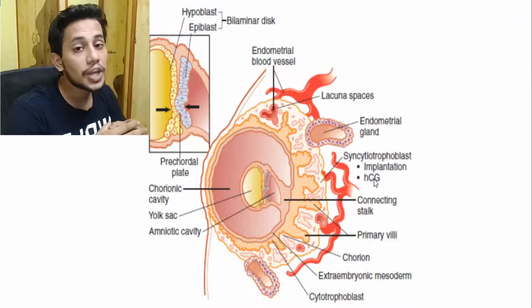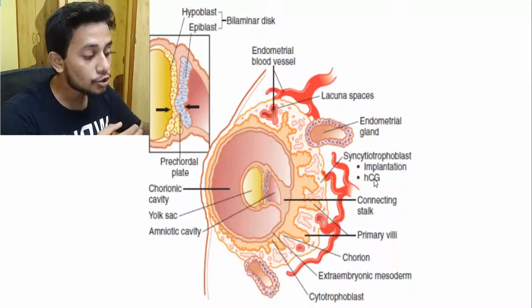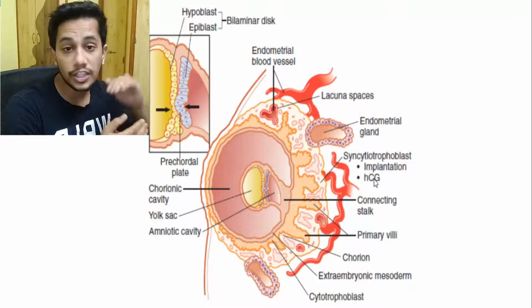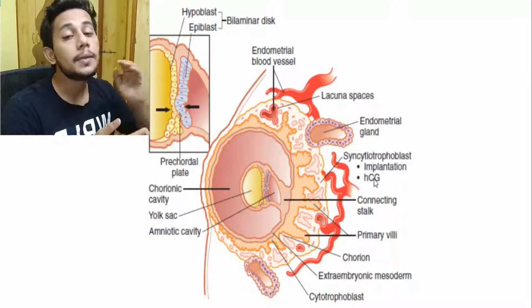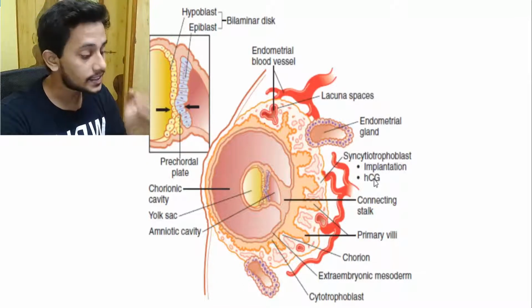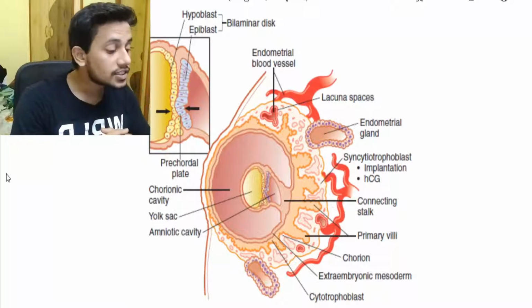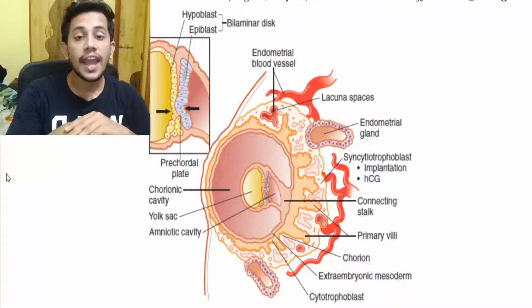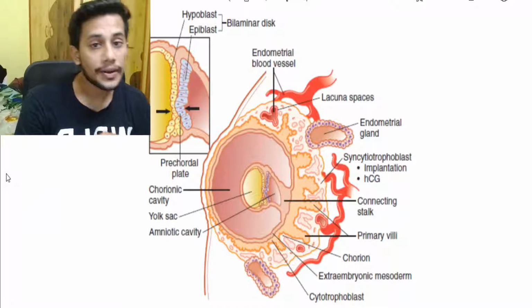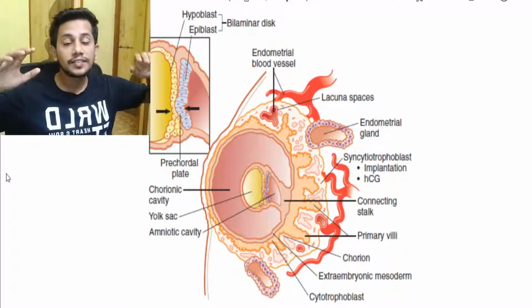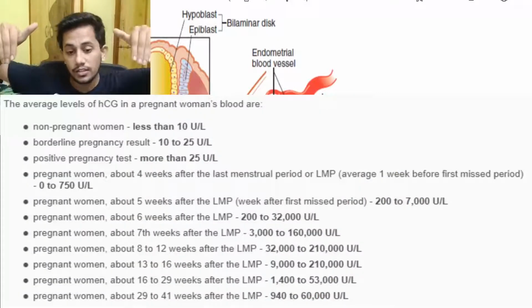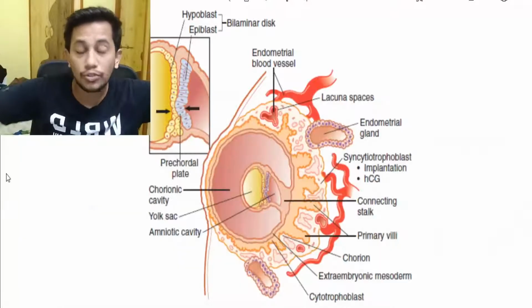Now what do we see around syncytiotrophoblast implantation and HCG? Like we discussed in chapter number 2, in implantation, syncytiotrophoblast and cytotrophoblast erode the wall of the endometrium and implant the embryo on day 6. HCG, as discussed in chapter number 2, is an early indicator of pregnancy. Now the normal amount of HCG is right here. You'll have it as a reference in the report, so no need to worry about that.